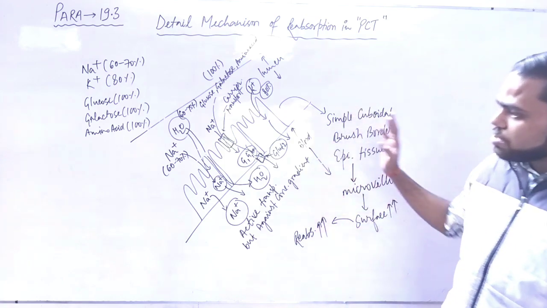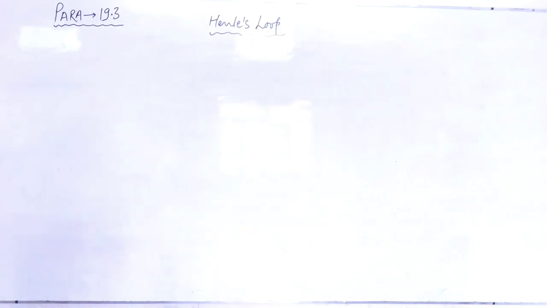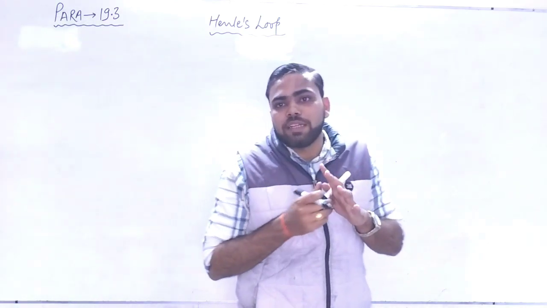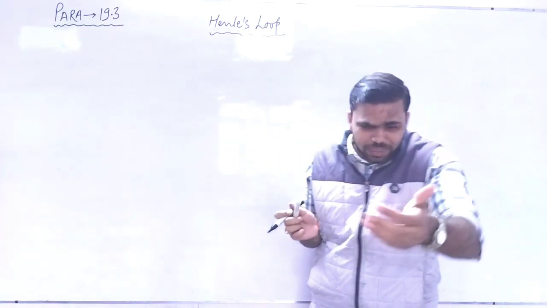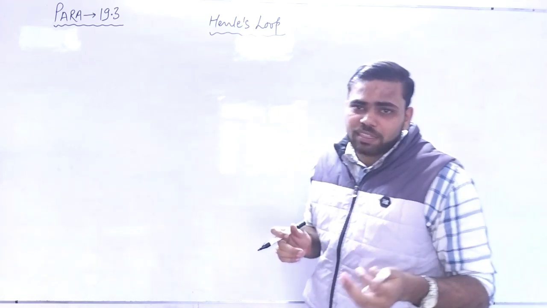ठीक है. ध्यान से इसको नोट कर लीजिए. अब आगे देखते हैं. बेटा लूप ऑफ हेनले की बात करते हैं. After PCT the second tubule which we are going to talk about is loop of Henle or Henle's loop.